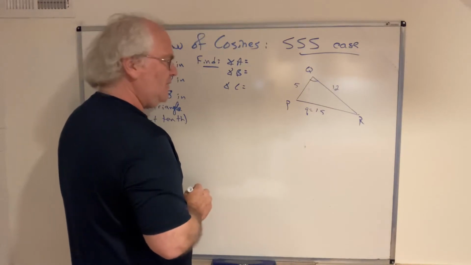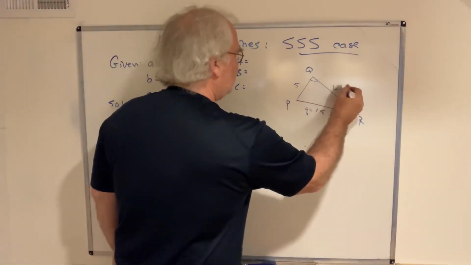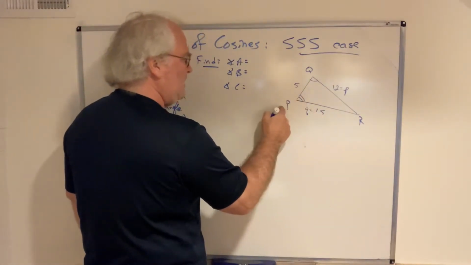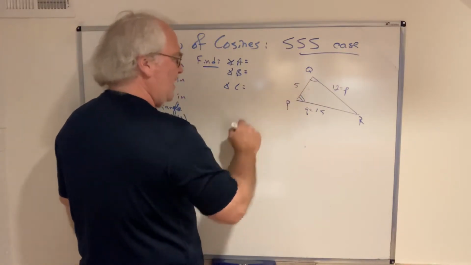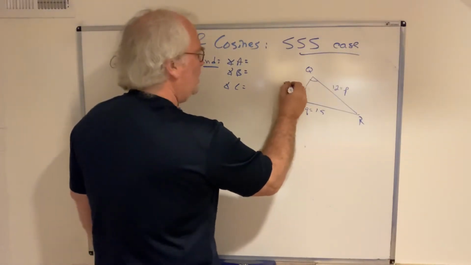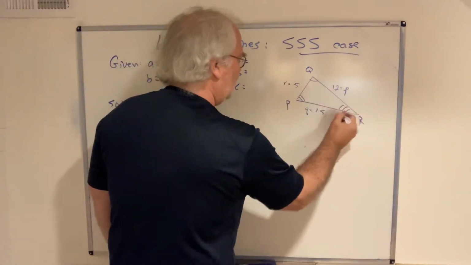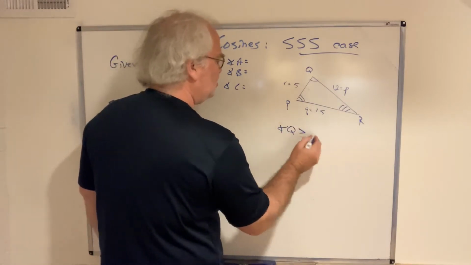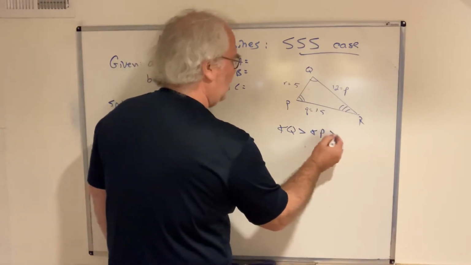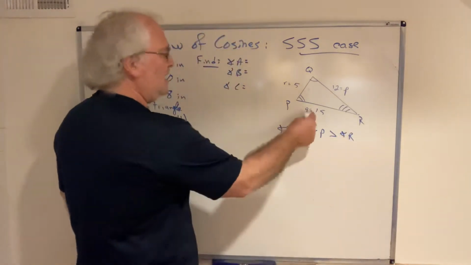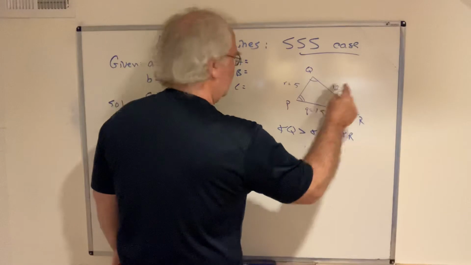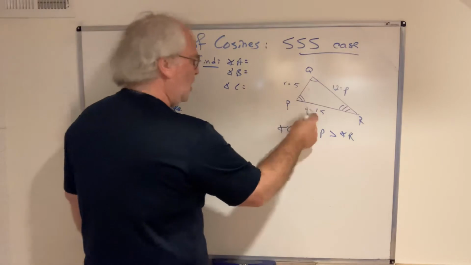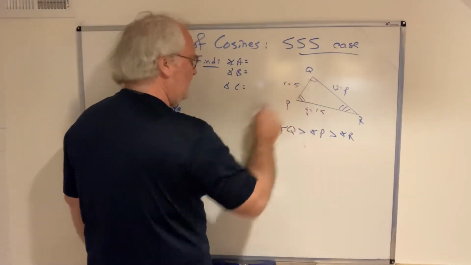If lowercase q is the longest of the three sides, that means angle Q will be the largest of the three angles. If lowercase p is the middle size of the three sides, that means angle P will be the middle size of the three angles. And if lowercase r is the shortest, that means angle R will be the shortest. So angle Q is going to be larger than angle P, which is larger than angle R, because Q length is longer than P length, which is longer than R length. So the larger angle is opposite the longer side, and vice versa.